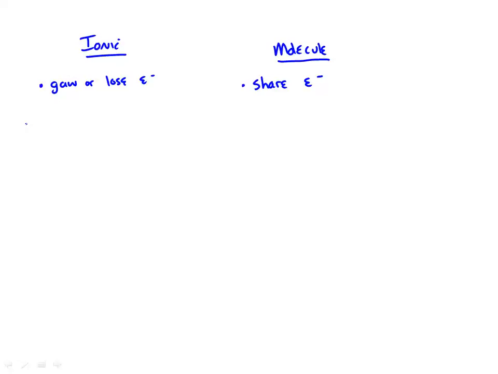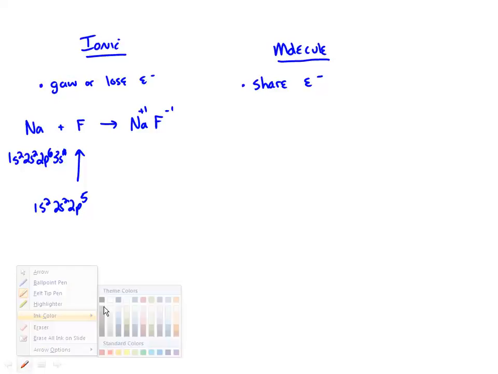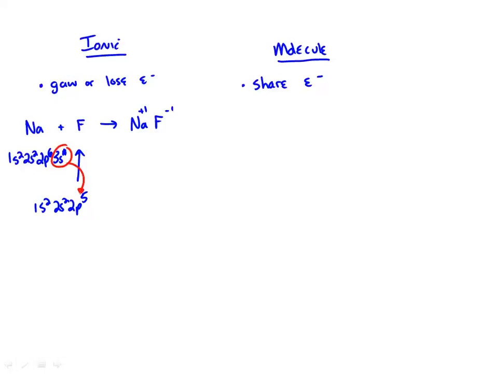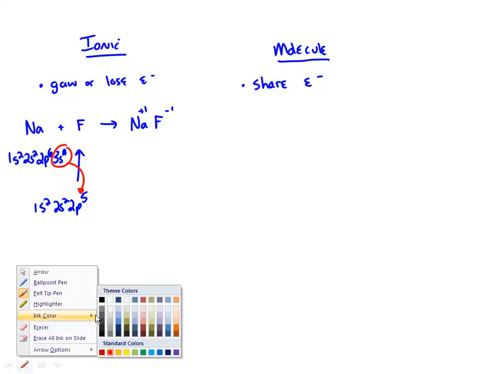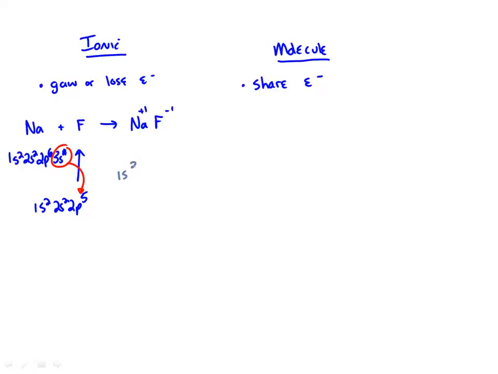Now, we've already done the gaining or losing electrons for ionic compounds. We said, for instance, that if we're making sodium plus fluorine, that's going to make sodium fluoride, and that we know that the sodium is +1 and the fluorine is -1, and we know that this is 1s2, 2s2, 2p6, 3s1. And we know for the fluorine is 1s2, 2s2, 2p5. And so the idea is that we take that one electron from the sodium and we give that electron to fluorine so that on the other side, both of them have completed octets and have a 1s2, 2s2, 2p6 electron configuration.